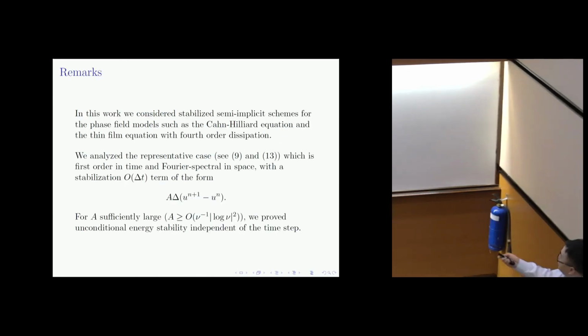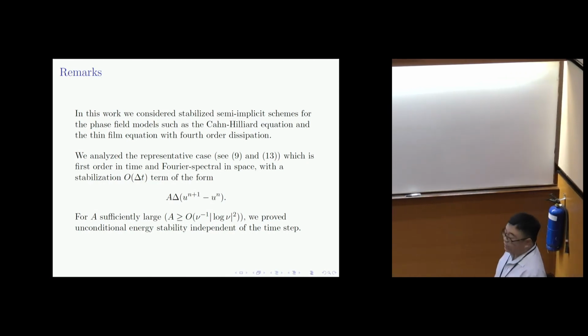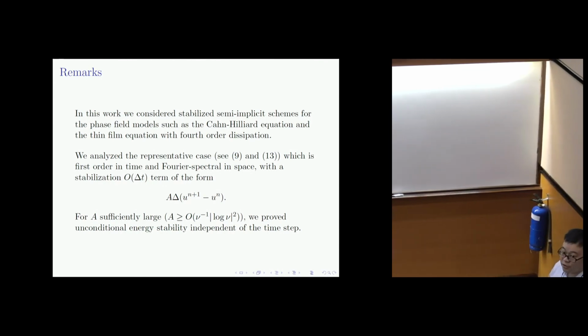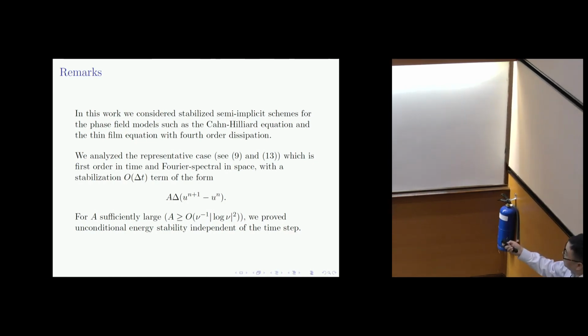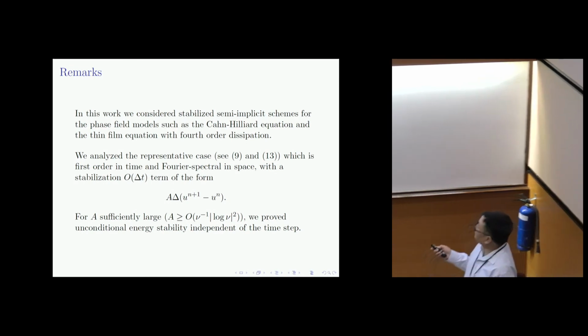So essentially, as I mentioned, when A is sufficiently large, that's the essential term. By adding this stabilization term, we can have unconditional energy stability. Here, A does not depend on the numerical solution boundedness. A is only dependent on the diffusion parameter nu, but strongly depends on that.